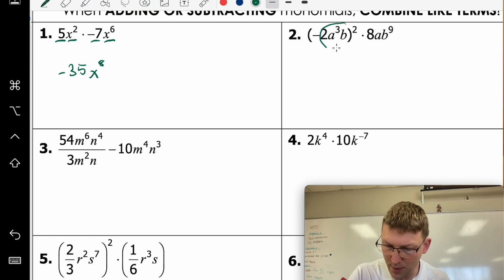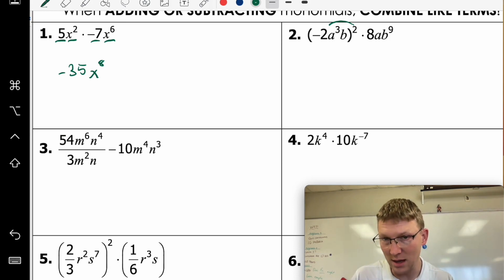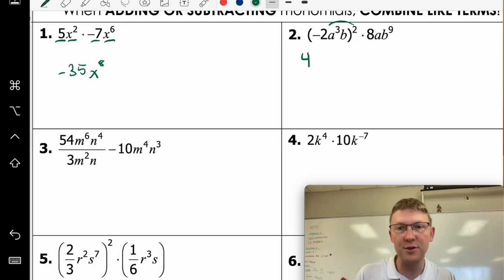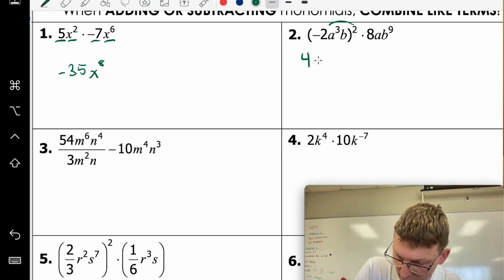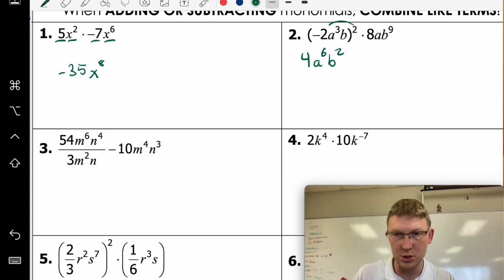If we move over to number 2, always do your parentheses first. We've got a power raised to a power, so that's what we're going to start with. This 2 is going to affect that negative 2 as well. We're going to have a positive 4 because negative 2 times negative 2 is positive 4. Then we're just going to multiply the exponents. We have 2 times 3, so we have a to the 6th and b to the 2nd, or squared.